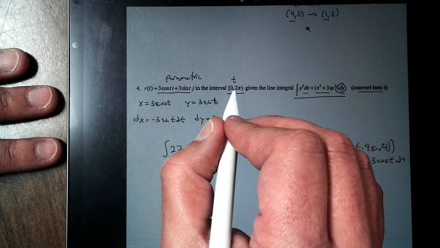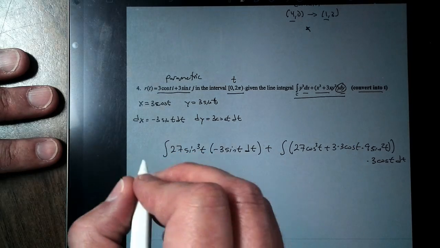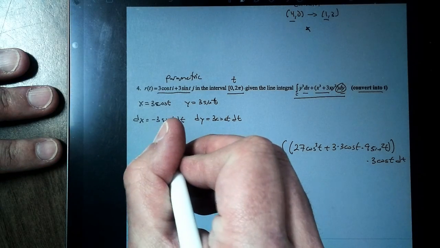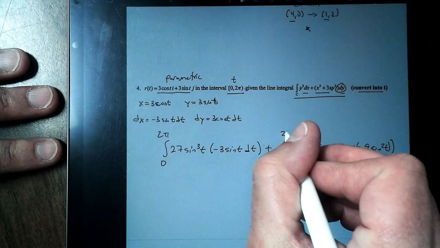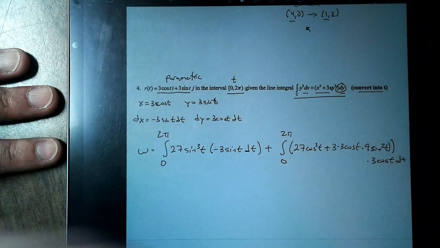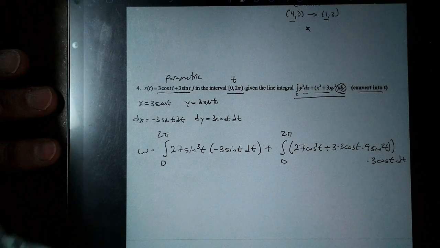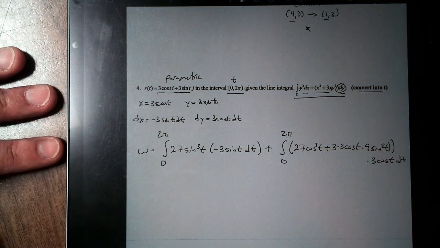Now, my t goes from 0 to 2 pi, so I just put my domains here, 0 to 2 pi here, and 0 to 2 pi here, and that will evaluate our work problem, I think.